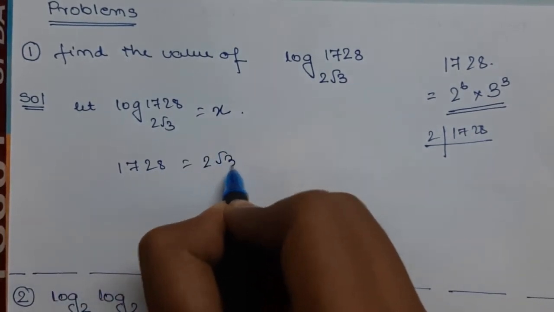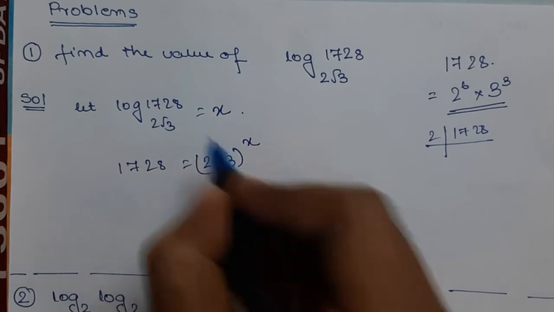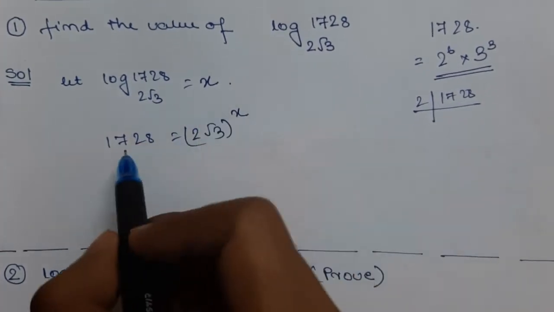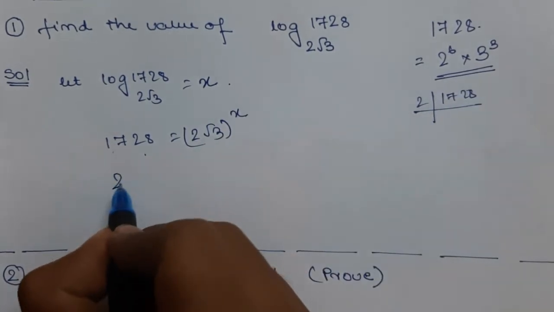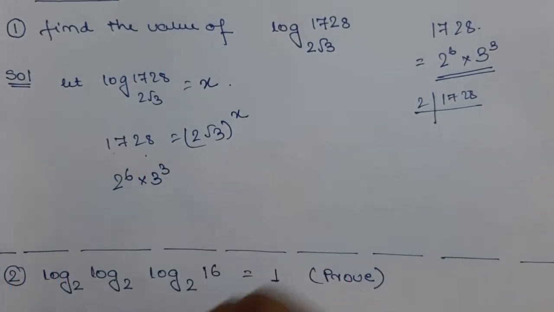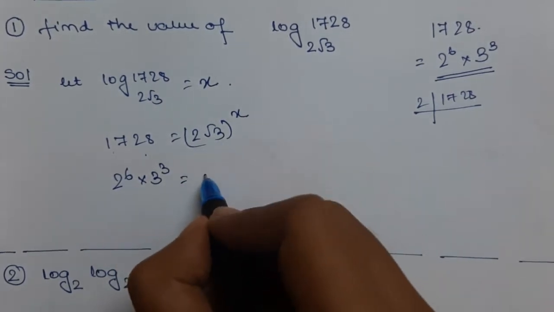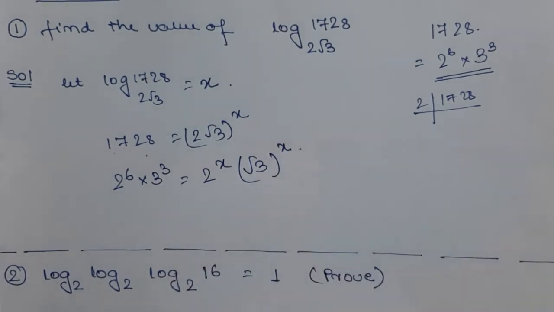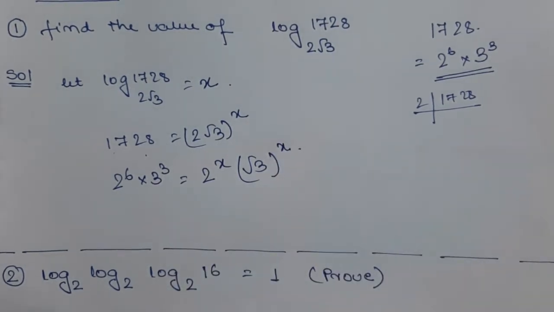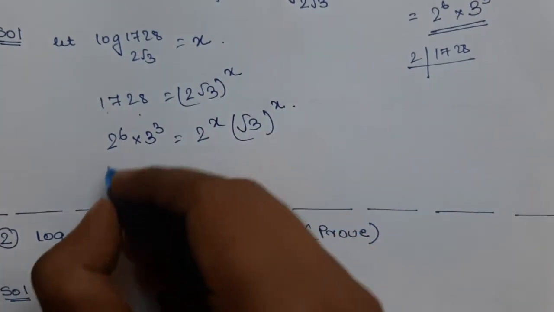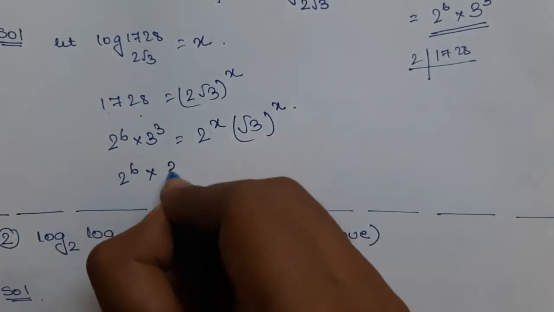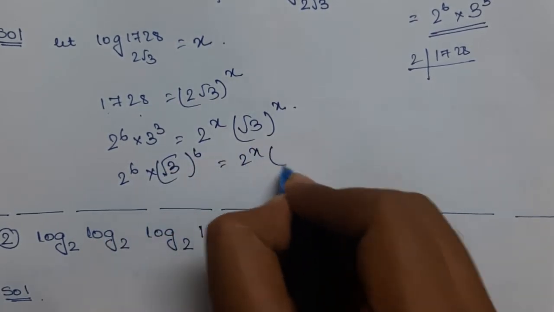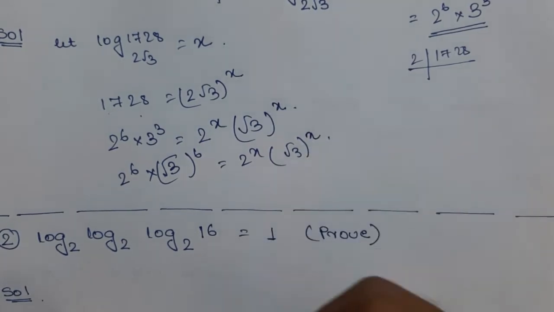it becomes 2 to the power 3 whole to the power x. We are changing it to an exponential value. From log we are changing it to exponential value. Okay, now 1728 can be written as 2 to the power 6 into 3 to the power 3, right? And here it is 2 to the power x into root 3 to the power x, right? So 2 to the power 6 into, I can write it as root 3 whole to the power 6, equal to 2 to the power x into root 3 whole to the power x, right?